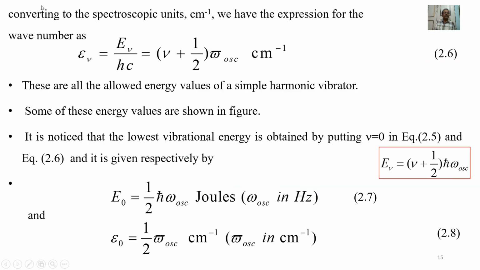So these are all the allowed energy values of a simple harmonic vibrator. Some of these energy values are shown in the figure. It is noticed that the lowest vibration energy is obtained by putting nu equals 0 in equation 2.5. So this is equation 2.5 and 2.6, and it is given by this. This is expressed in terms of energy, and this is expressed in terms of wave number, which is measured in centimeter power minus 1.